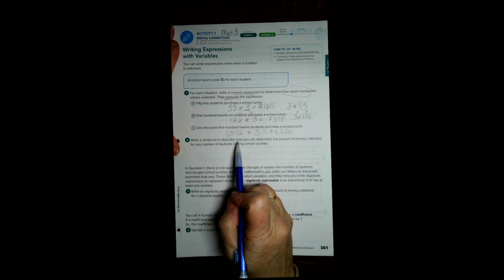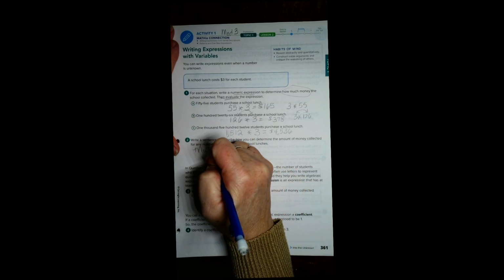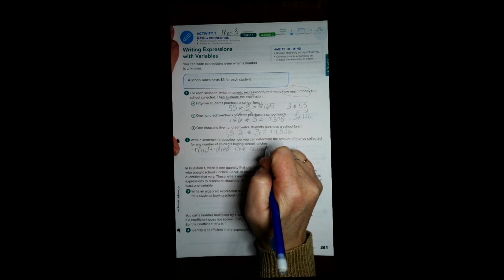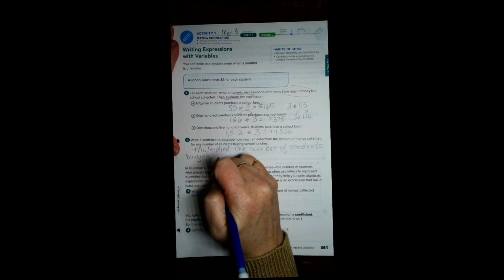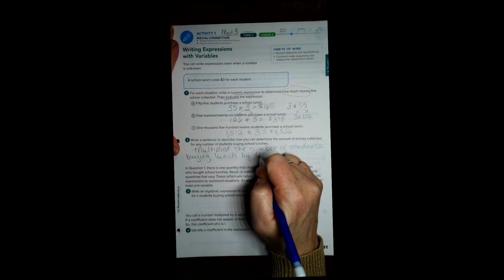So let's see, what did we do? We took the number of students buying lunch and we multiplied it by 3. So we could say we multiplied the number of students buying lunch by the cost of the lunch. For here, that was $3.